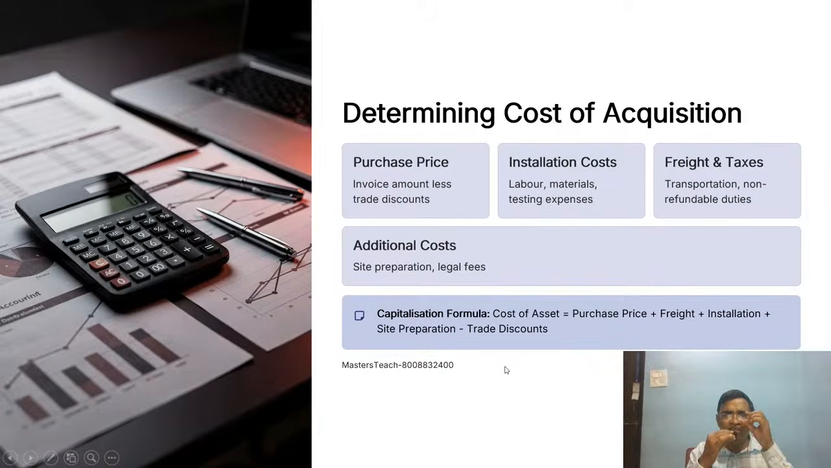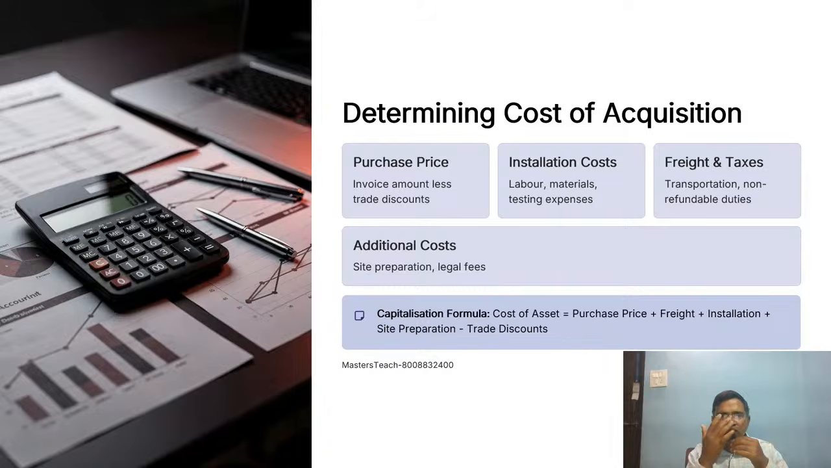Okay, determination of cost of acquisition, how the cost of a fixed asset can be calculated. One is purchase price. What is purchase price? Invoice amount less trading discount. Then it includes the installation cost of the machinery, like labor cost, material cost, testing expenses, etc. Then freight and taxes, including transportation, non-refundable duties, etc. Additional costs are also included: site preparation, legal fees, etc. These are the determination of the cost of acquisition.